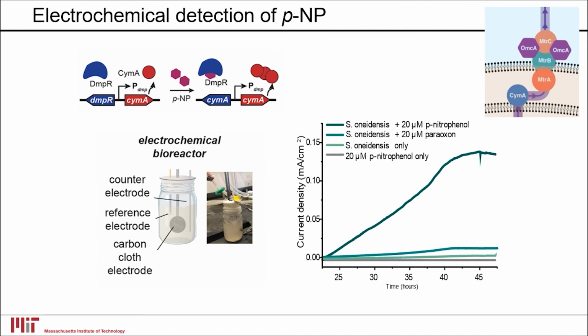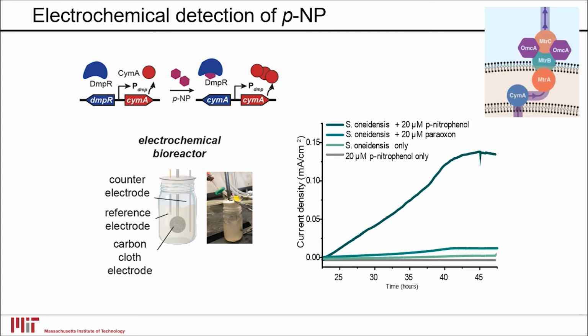So we wanted to take that same DmpR transcriptional regulator and see if we could put it under control of CymA, so that CymA is now expressed instead of that green fluorescent protein. What we would expect to see here is that in the absence of that small molecule, we would see no current. And as we add that small molecule, it will turn on CymA expression and we'll see current grow in.